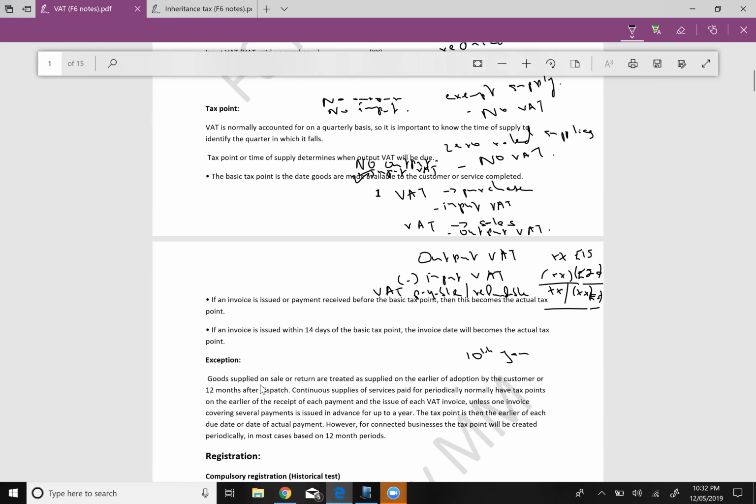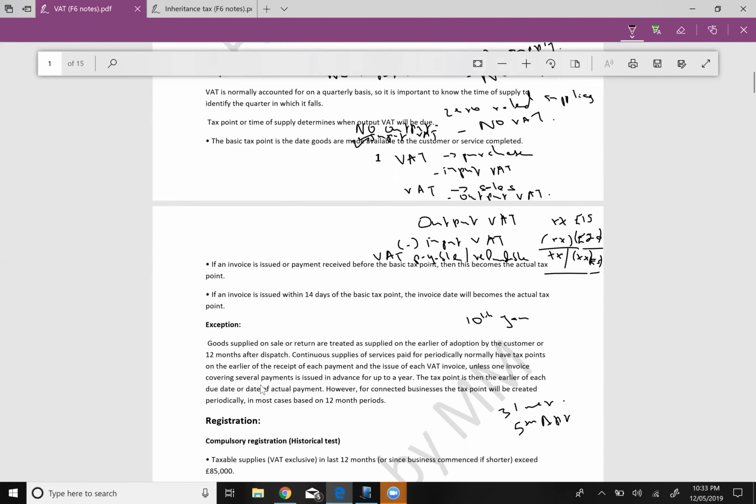Now this can have an impact on your calculation. For example, let's say my quarters end in March, June, September, and December. Although the goods are delivered on 31st of March, the invoice is issued on, let's say, 5th of April. So now output VAT will apply on 5th of April, and that will fall in the quarter of June. So although the goods are delivered in a different quarter, you have to apply the VAT in the quarter of June. So this has an impact on your calculation.